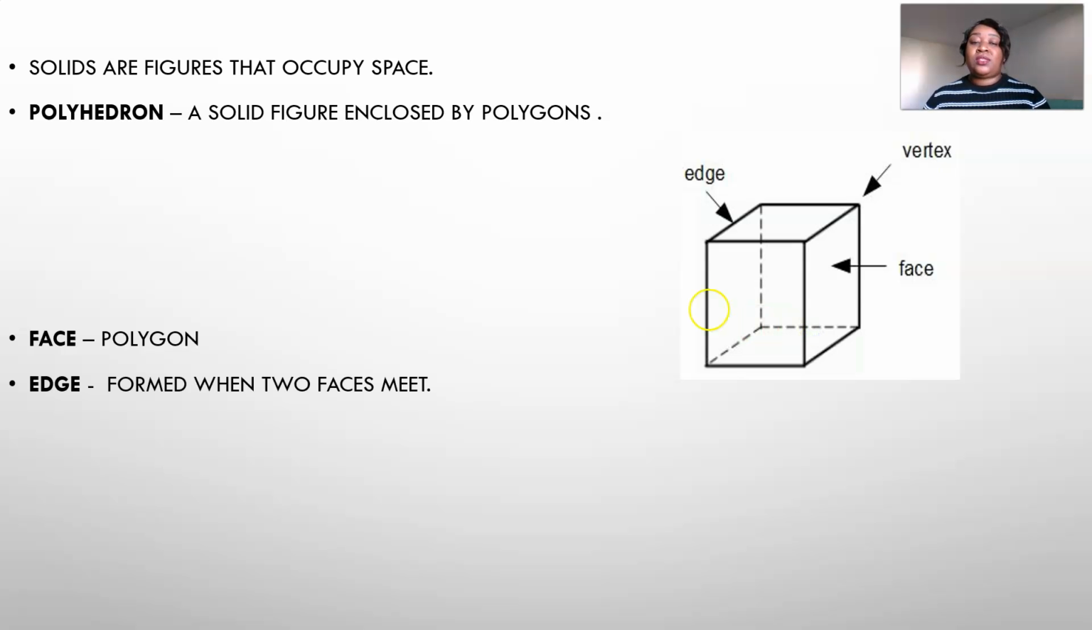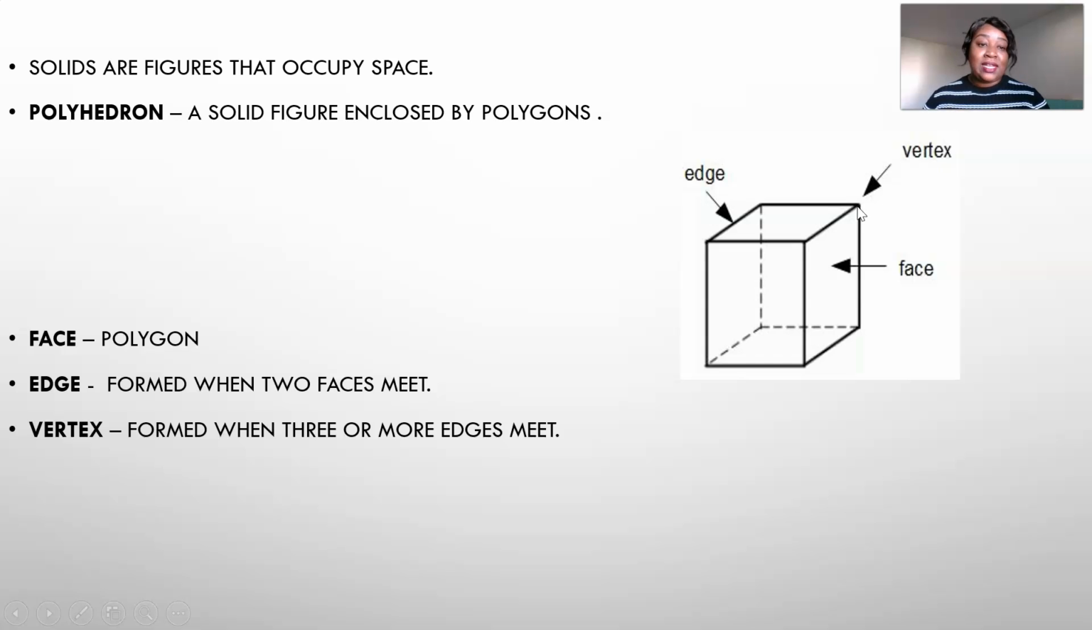And then we talk about the edge. The edge is this part, it is formed when 2 faces meet. So this face and the face on the other side meet here to form an edge. And then the last thing is a vertex, which is formed when 3 or more edges meet. This is like the corner of the box, right? So the vertex is formed when 3 or more edges meet.